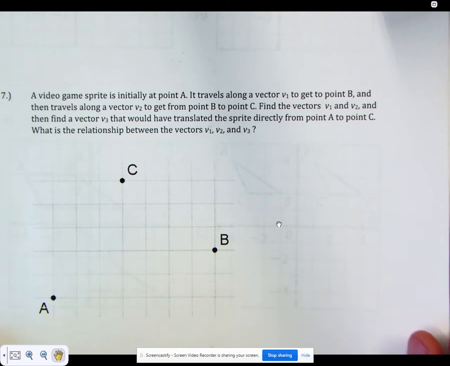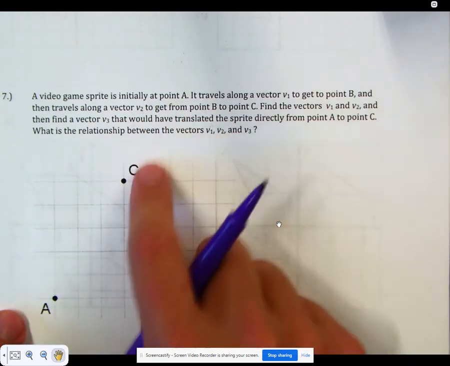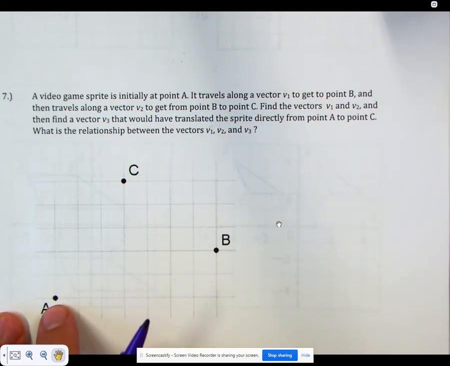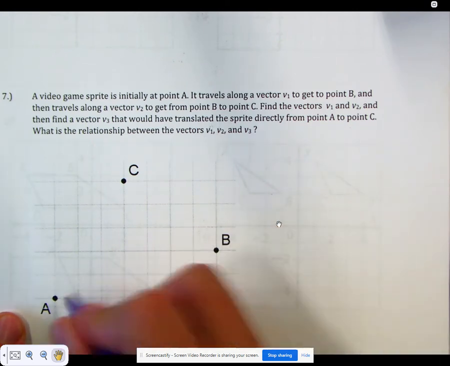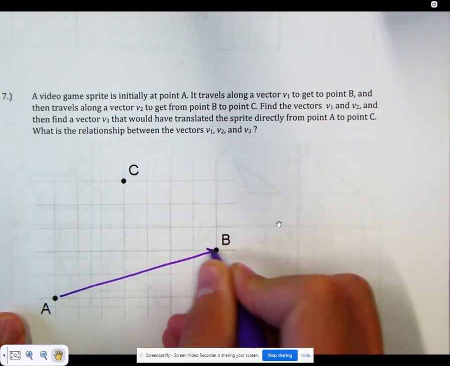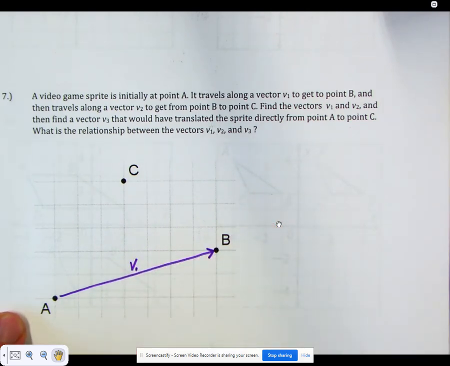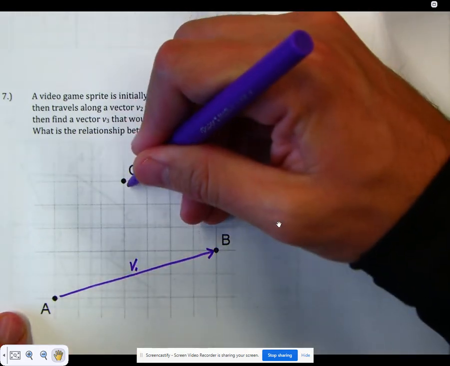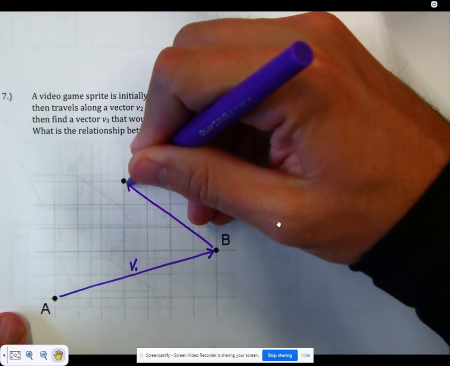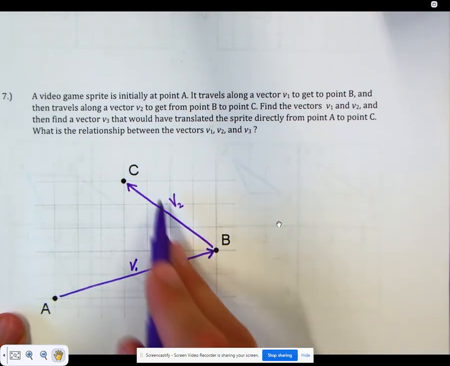Okay, so then number 7, let's do 7 together. You got a video game sprite at point A, and it travels along a vector v1 to get to point B. So I'm going to draw that in here. That's the vector v1. And then it travels along vector v2 to go from point B to point C. So here's his journey. He travels along vector v1, then he travels along vector v2.